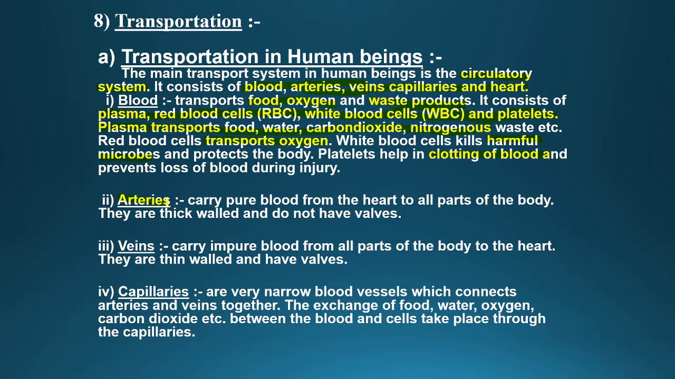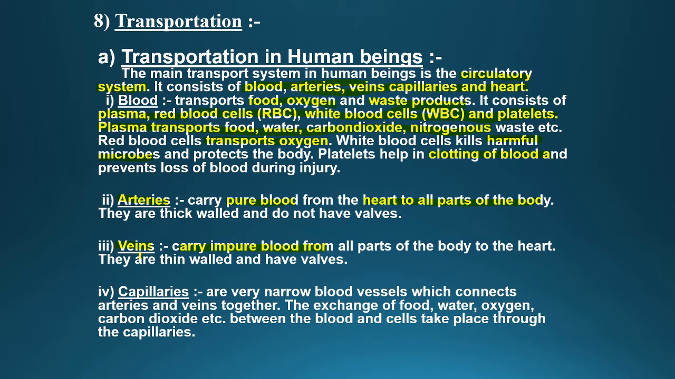The second one is arteries. The arteries carry pure blood without any waste products from the heart to all parts of the body. So basically, the main function of the arteries is to distribute oxygenated blood from the heart to all parts of the body, whereas the veins carry impure blood. That basically means they take deoxygenated blood from all parts of the body back to the heart. That is the main difference between arteries and veins.